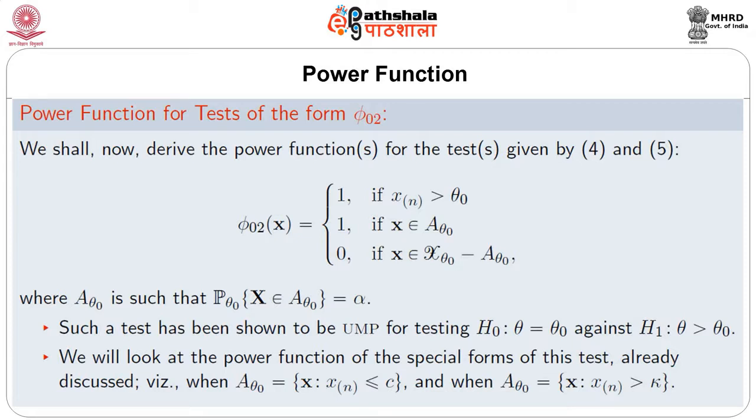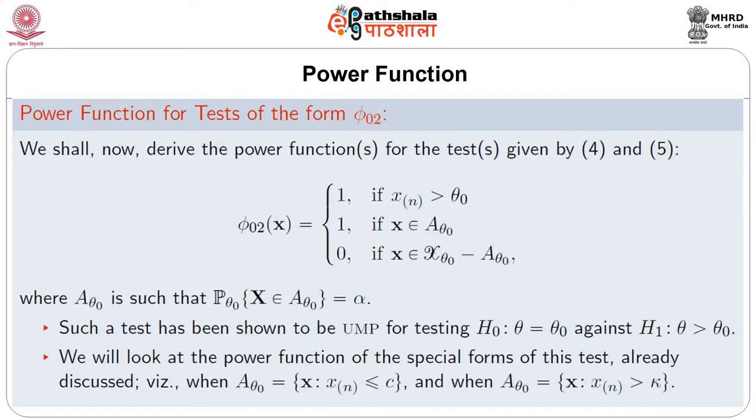Here phi naught 2 is 1 if x order n is greater than theta naught, and takes 1 if x belongs to A theta naught, where A theta naught is a subset of script X theta naught, so that the size of the test is alpha. So we have shown that this is uniformly most powerful for testing theta naught against theta greater than theta naught. And we will look at the power function of the special forms we have already considered.